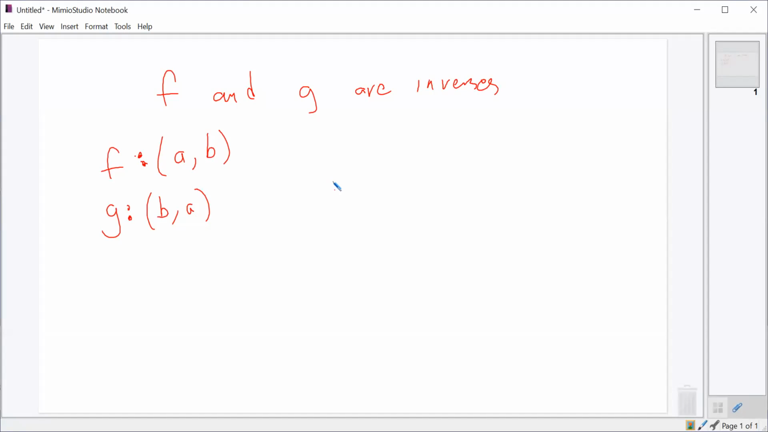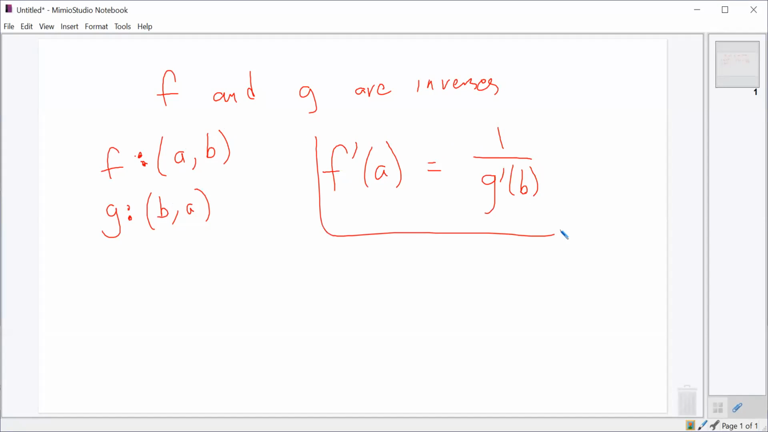And so the inverse rule tells us that if we are looking for f prime of a, that ought to equal 1 over g prime of b. So the derivative of f at a is equal to the reciprocal of the derivative of g, its inverse, at b, which is the y value for f of a. That's the rule itself, and it's the rule that you need to know.